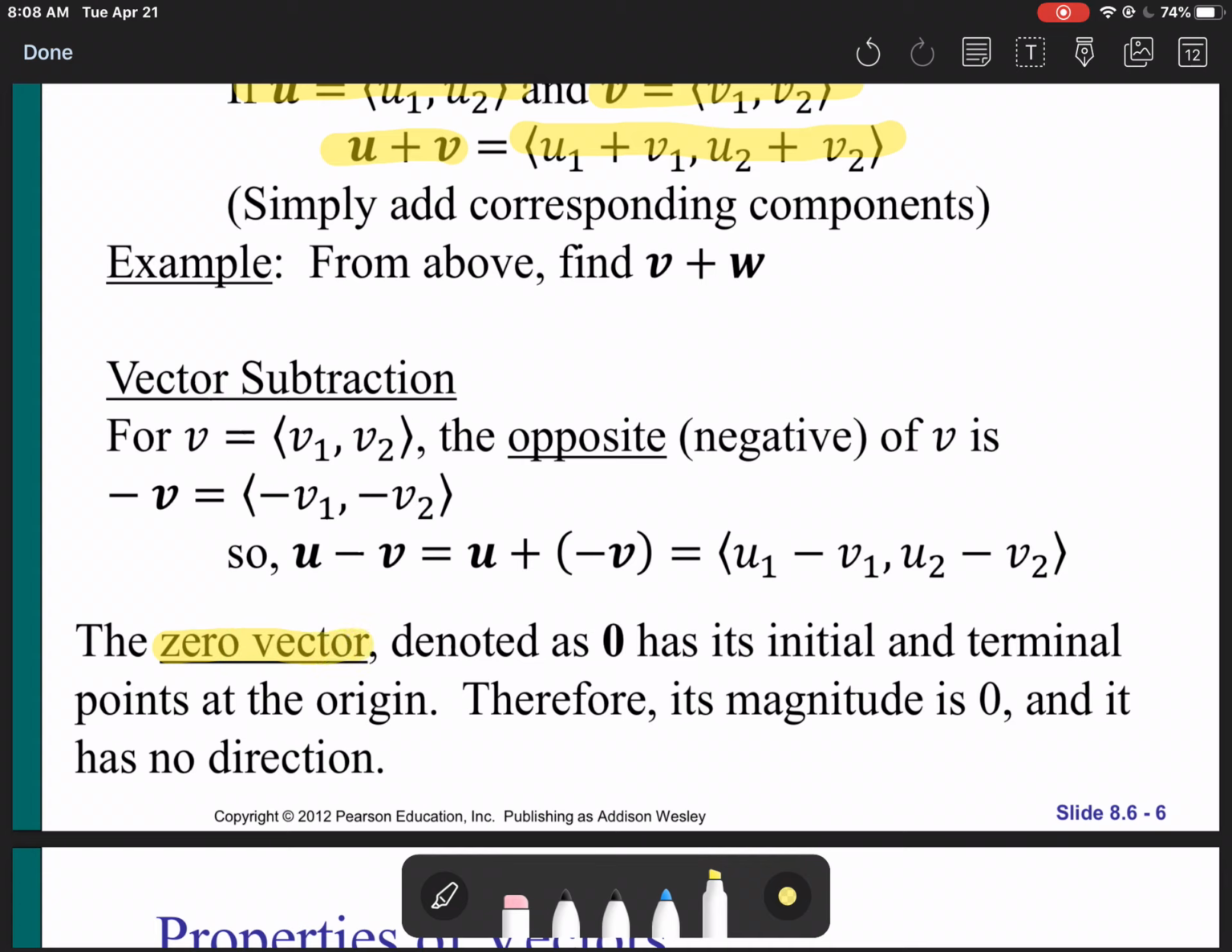There is also what is called a zero vector. This is denoted simply as 0. It's the vector that has its initial and terminal point at the origin. If both the initial point and the terminal point are at the origin, then the magnitude of that vector would be 0, and it would have no direction. Essentially it's just a point located at the origin, the same point for initial and terminal point. But if we want to represent that as a vector instead of just a point, then we'll call it the 0 vector. And it has no direction, because it's just at that point at the origin.